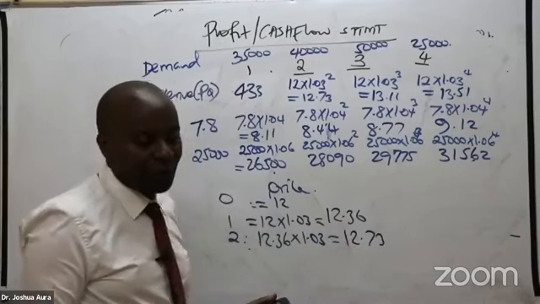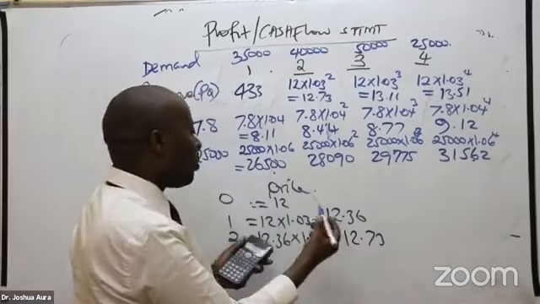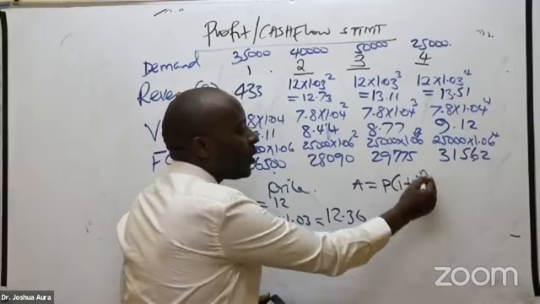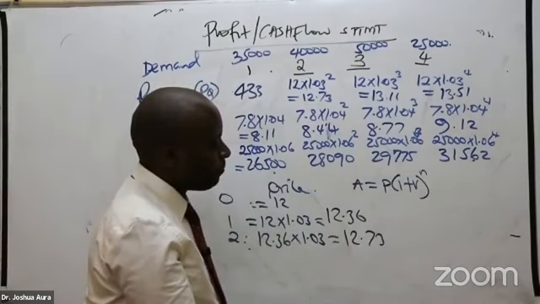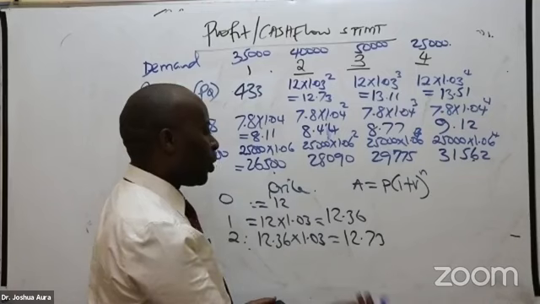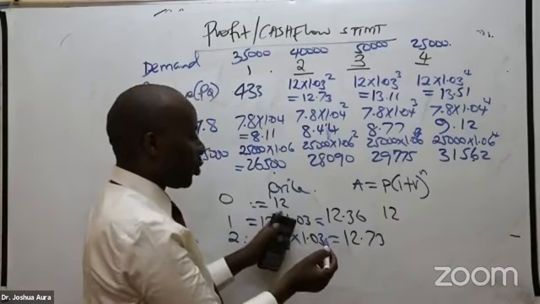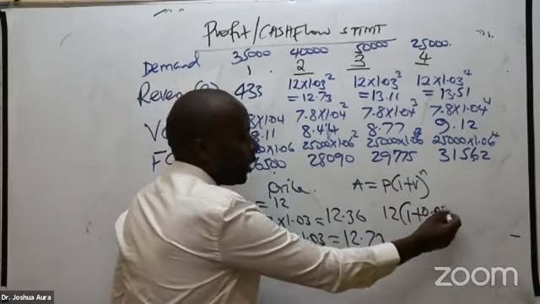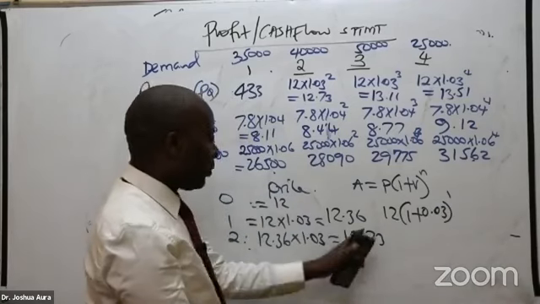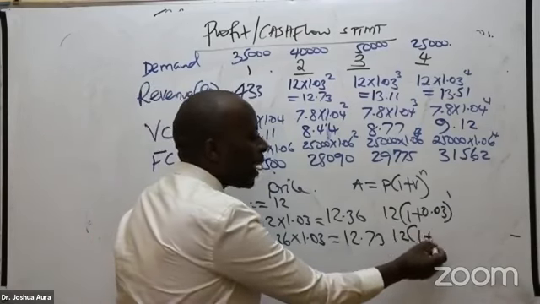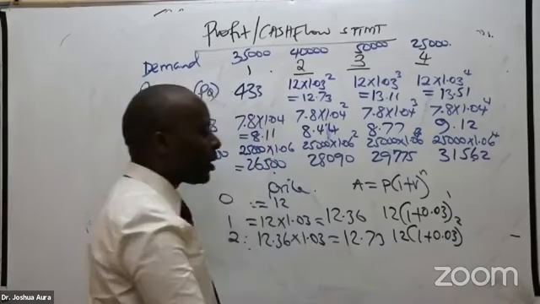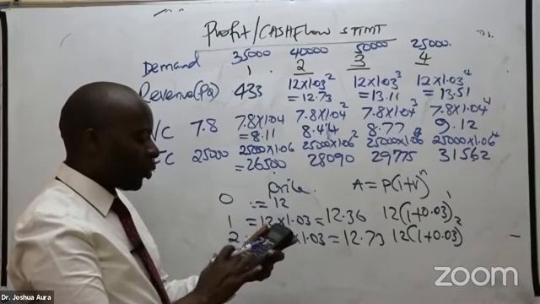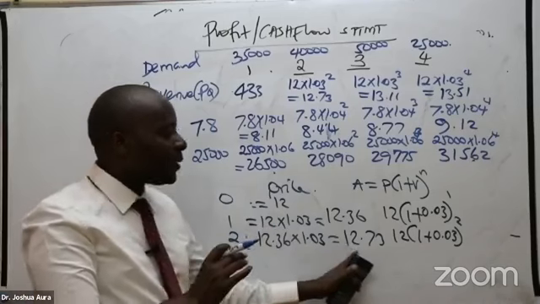But you see, the same would have been obtained using the formula amount equals principal into 1 plus r raised to power n. The principal here is 12 times 0, which is 12. So 12 into 1 plus our rate of growth, 0.03, raised to power 1. I come to the second one. I maintain 12 into 1 plus 0.03, but this time raised to power 2, because we're talking of year 2. So this will be 12 times 1.03 raised to power 2. You will end up getting the same answer.